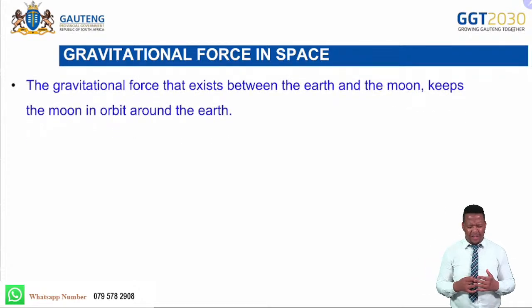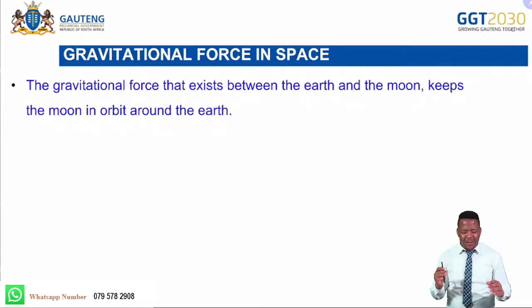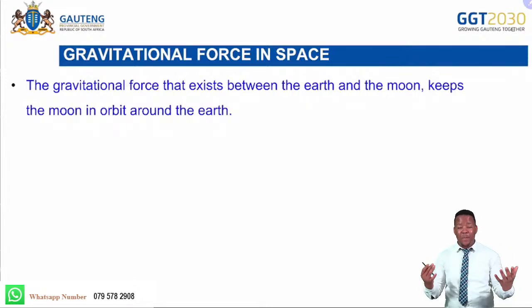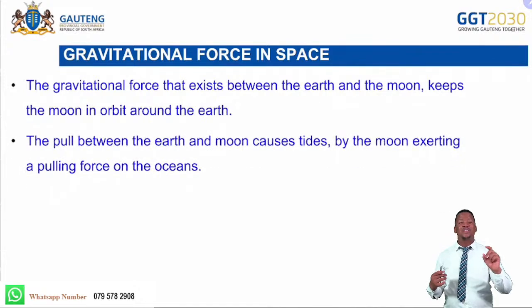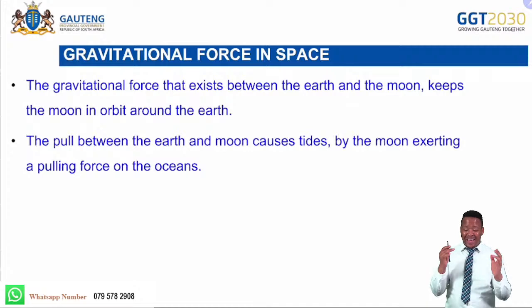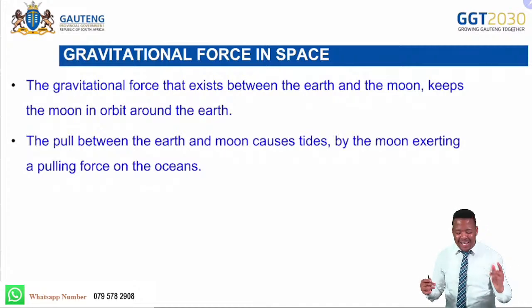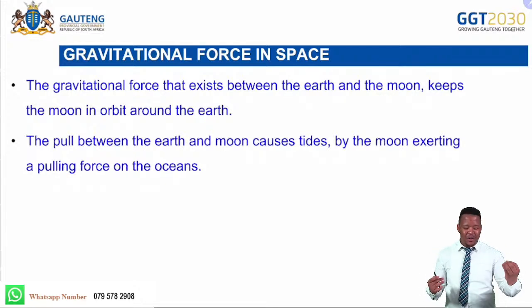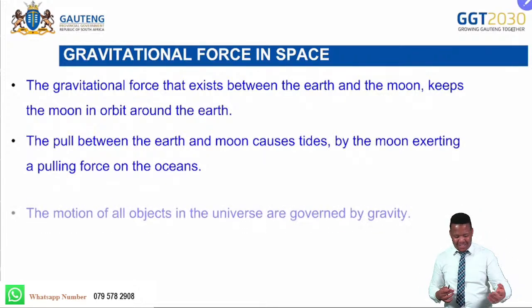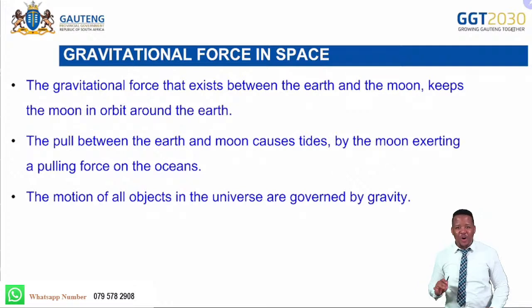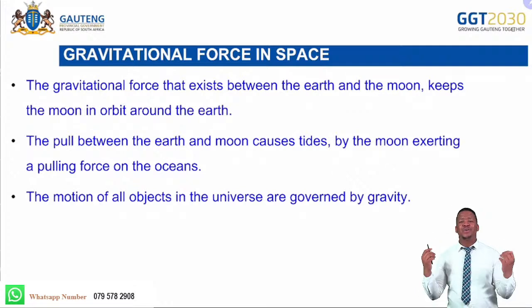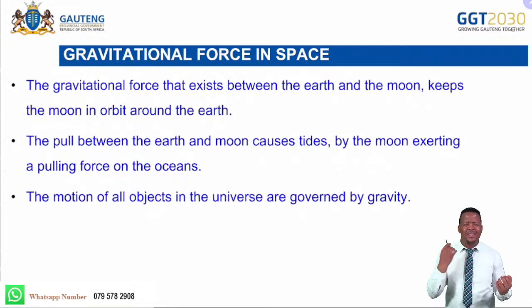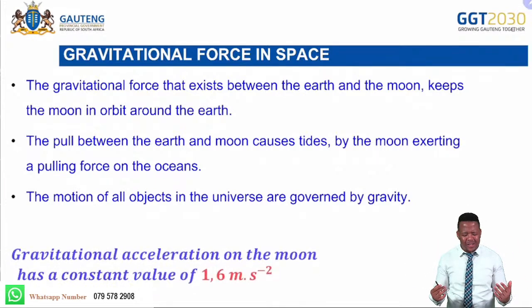What's happening there? The gravitational force that exists between the Earth and the Moon keeps the Moon in orbit around the Earth, alright? So the pull between the Earth and the Moon causes tides by the Moon exerting a pulling force on the oceans. The motion of all objects in the universe is governed by gravity, okay?